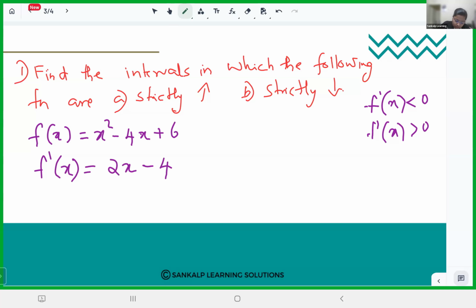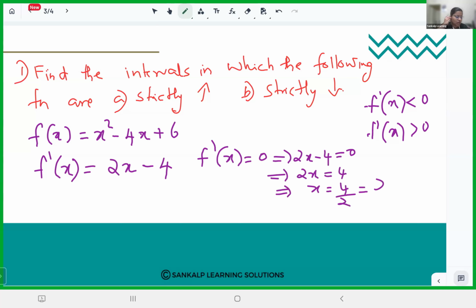All right. Now what you have to do is put f dash of x is equal to 0, which implies 2x minus 4 is equal to 0. That implies 2x is equal to 4. So x is equal to 4 by 2, that is equal to 2. So x is equal to 2. So which is a critical point? x equal to 2 is the critical point, isn't it?